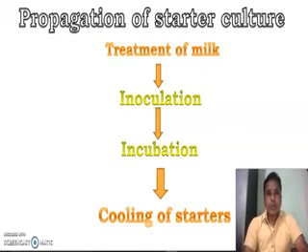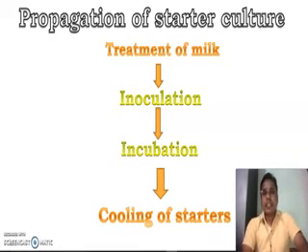So this is the flow diagram for the propagation of the starter cultures. The first step is the treatment of milk, the second is the inoculation, the third is the incubation, and the last, but not least, is the cooling of the starters. As we have already seen in detail, the purpose of the treatment of milk is to kill any bacterial phages present in the skim milk. The skim milk is divided into different lots, and each lot is observed about 3 times for curdling.